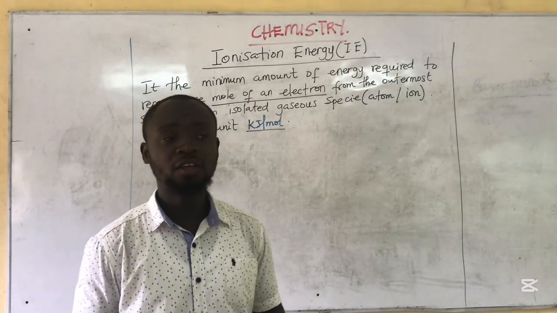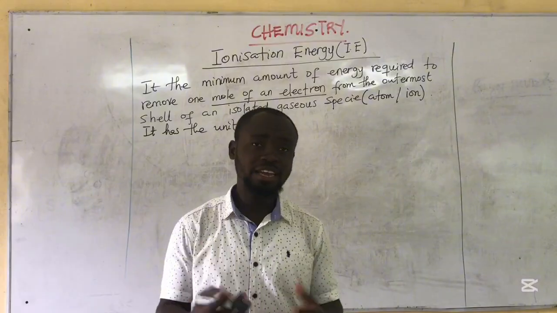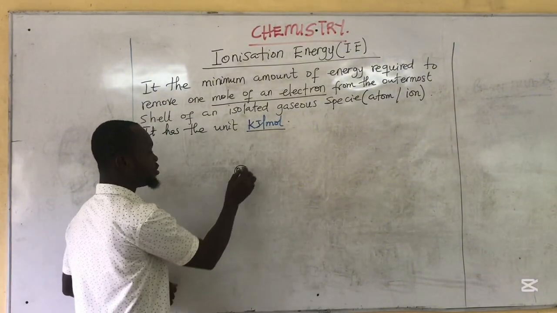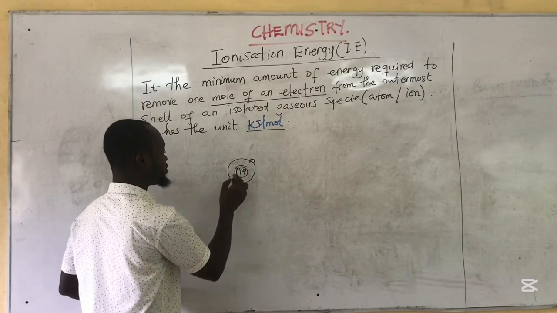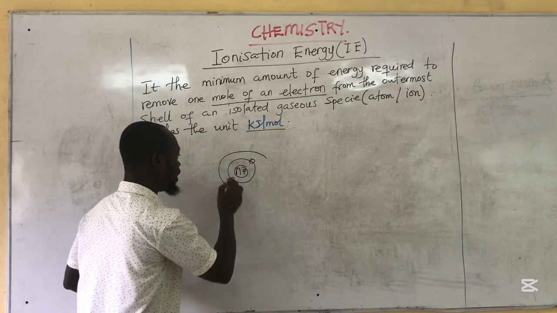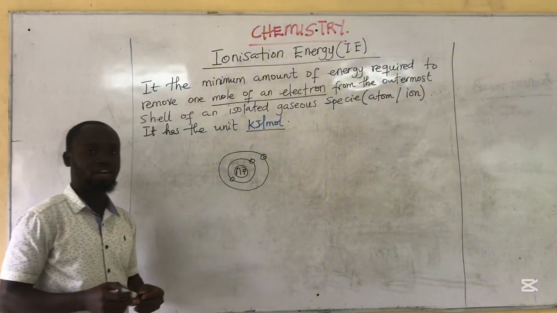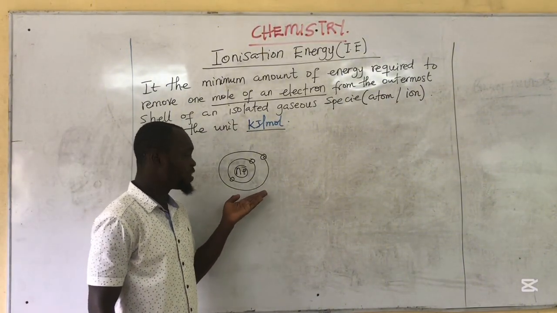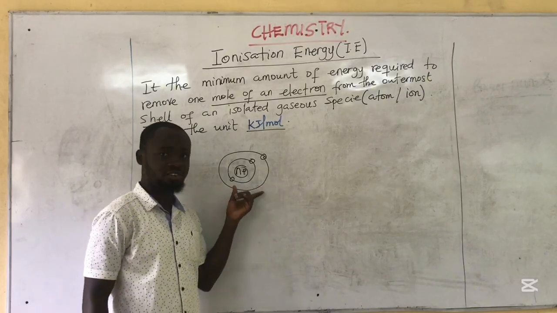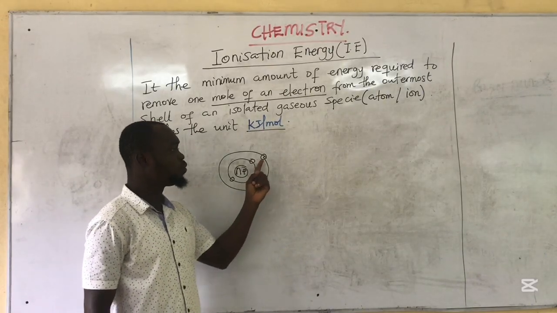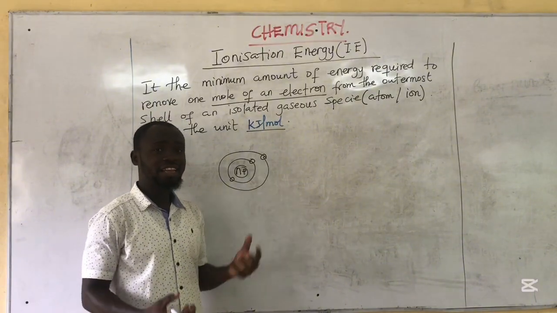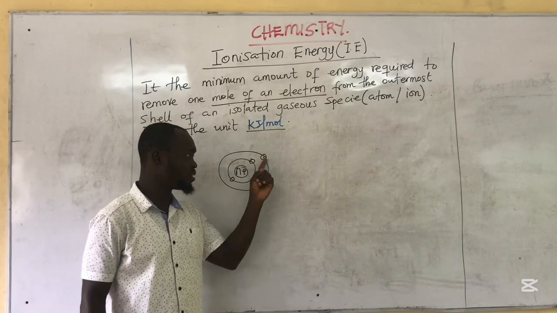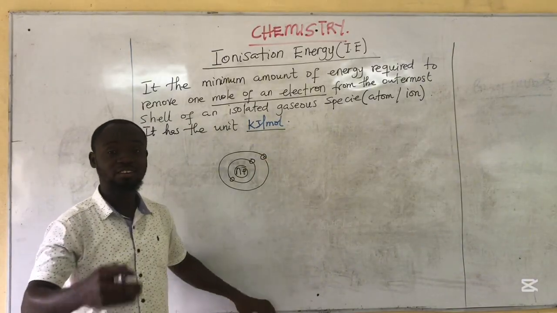Is that okay? So we take an example. Let's take an atom. So there's a nucleus. We have the first shell. Let's say we have 2 electrons here, and then we have another shell. Let's say we have 1 electron here. And I want to remove 1 electron from this atom. The first electron I can remove is from the valence shell. And in the valence shell here, we have only 1 electron. Is that okay? The energy that I will need to remove this 1 electron in the valence shell of this atom is called the ionization energy.